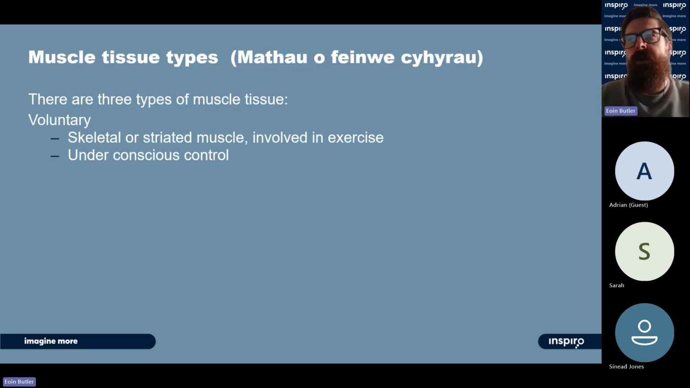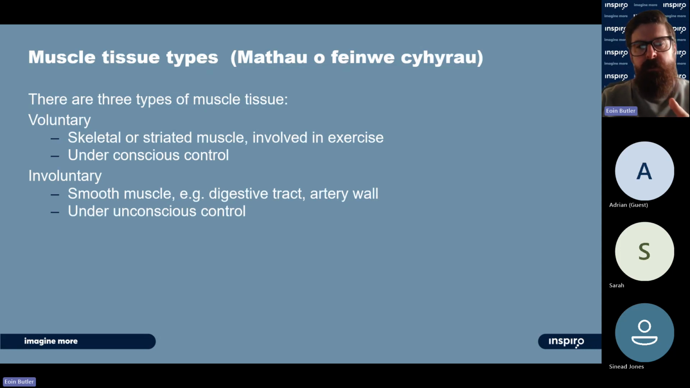So skeletal or striated muscle is involved in exercise and under the conscious control of the nervous system. When we look at skeletal muscle, we can see the striations, the lines of muscle fibers as they run through the muscle. It is skeletal, so it's attached to the skeletal system, and involved in exercise, movement and activity. When we say it's under the conscious control of the nervous system, what that means is that we have control of it. We decide to contract and relax those muscles.